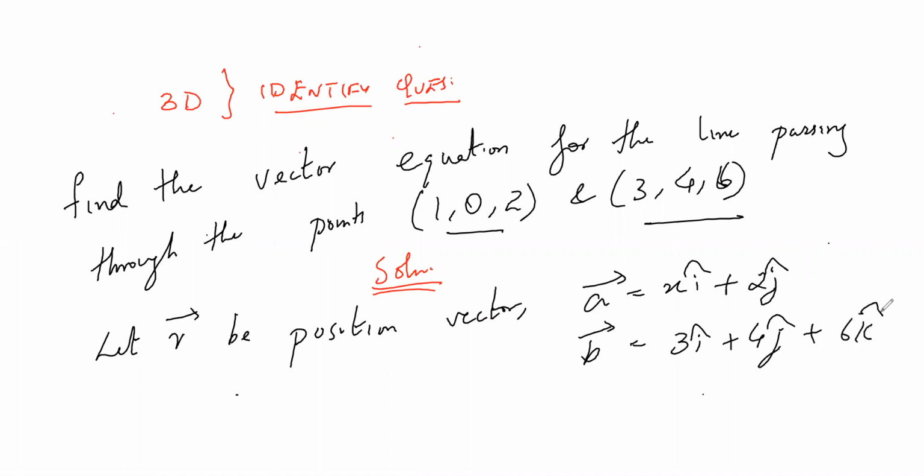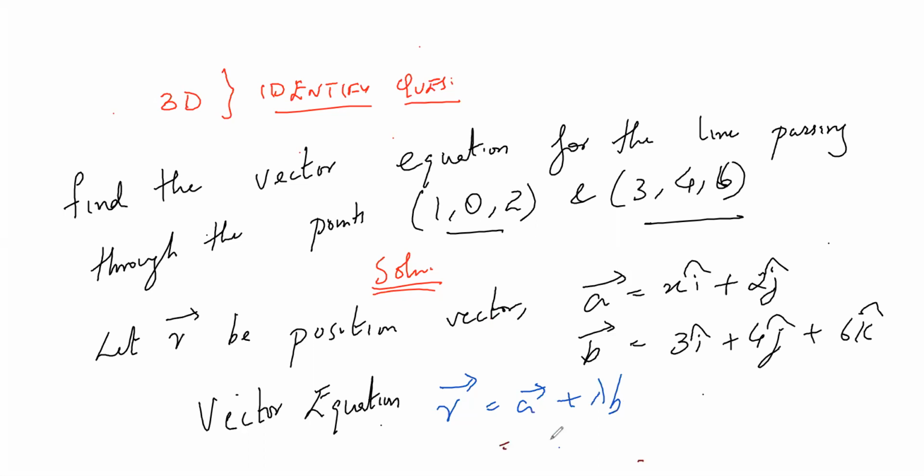And what is my vector equation? r is equal to a plus lambda b. So the vector equation is given by r is equal to a plus lambda b. So I have to just substitute these values here. That's all. So what is my equation? What is my x here? 1. This is 1i. Correct. So i plus 2k plus lambda into 3i plus 4j plus 6k.